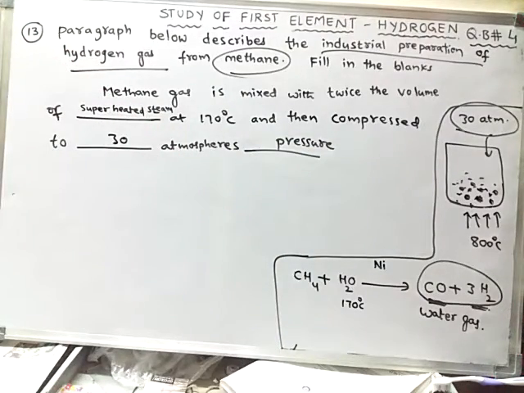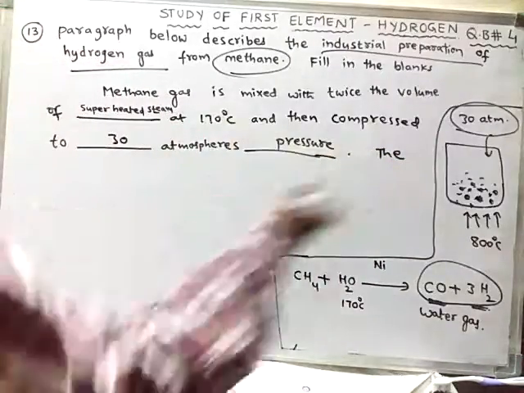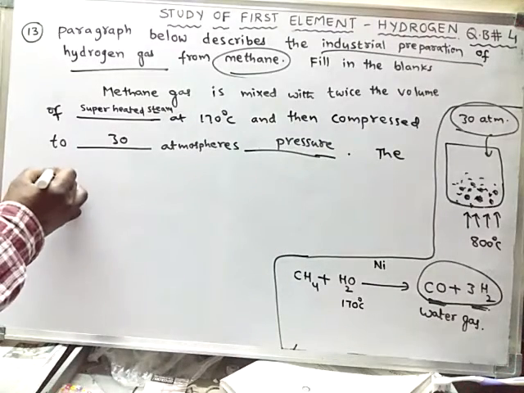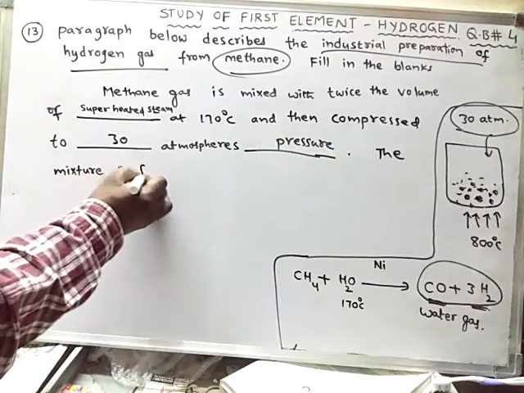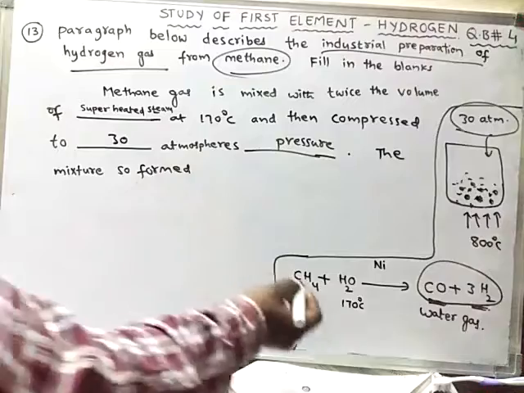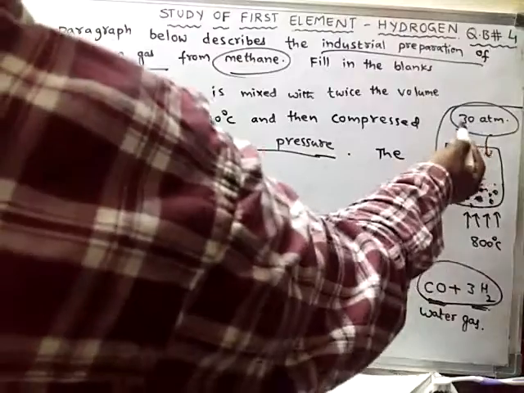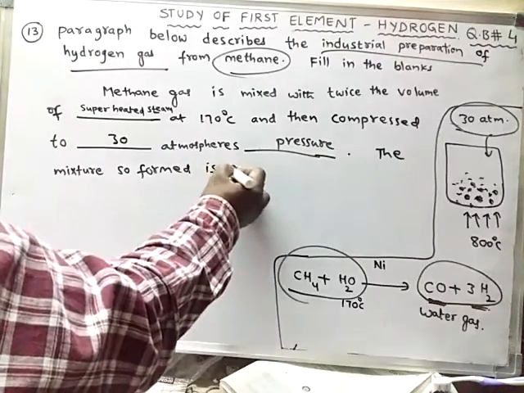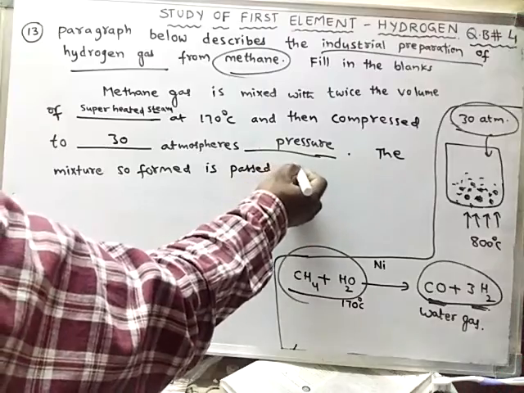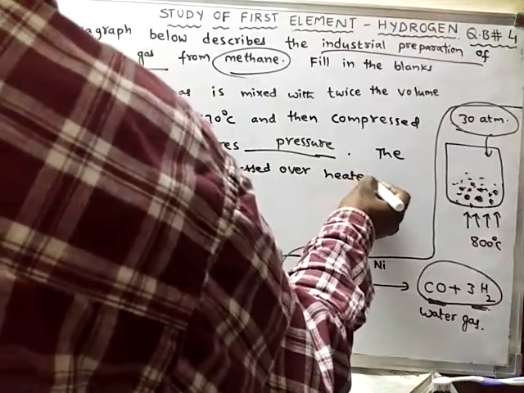Okay, next. The paragraph will still continue. The mixture so formed. So here we have mixed these two, and this mixture is subjected to 30 atmosphere pressure. Now the mixture so formed is passed over what? Heated dash.